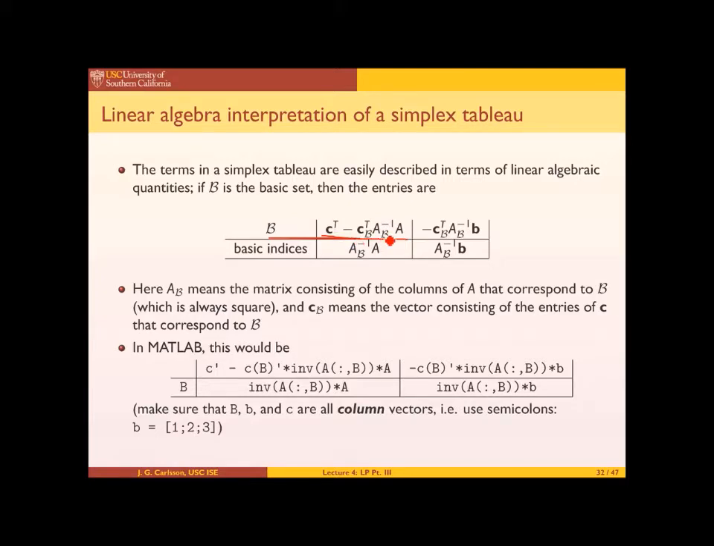The upper right corner there is C_B transpose A_B inverse times b. And then the right-hand side, the values of those variables, is A_B inverse b. And then the body of that matrix is A_B inverse A. And I showed you how to do this in MATLAB down here, if you're interested in doing that.